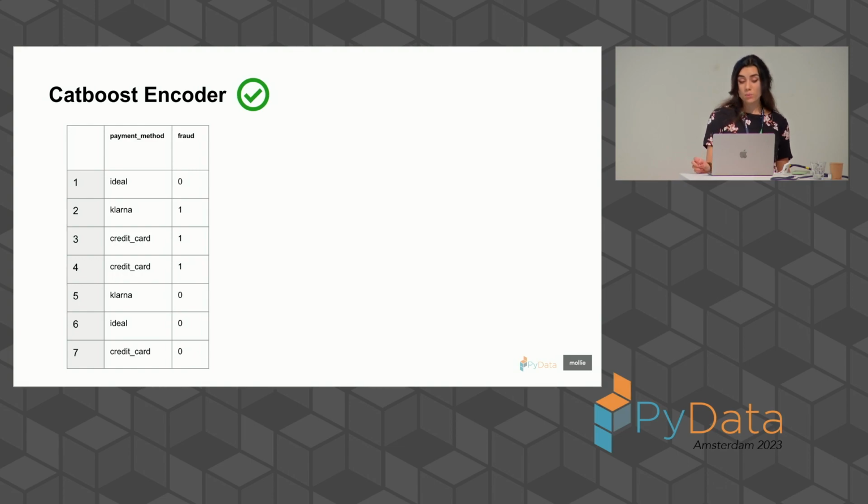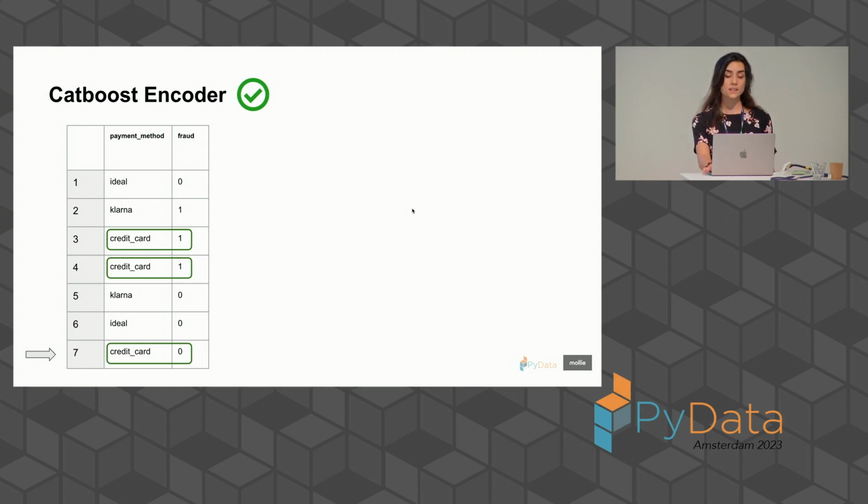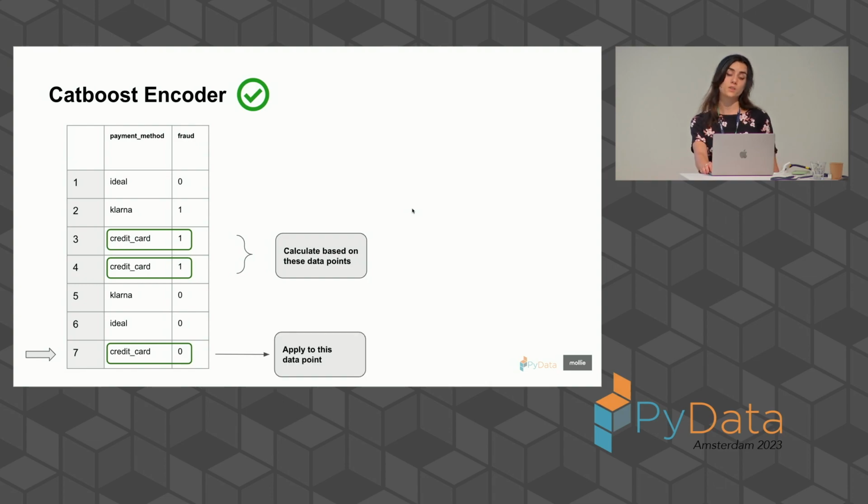If we see the example here, let's say that we want to calculate for credit card the last row. We will take into account the two ones that happened before, we'll calculate the mean of those, and we'll apply it to the last one. So something important to mention here is that for every row, we will have a different value. So for every different category, we'll have a different value, which makes this encoder more computationally expensive. So before using it, make sure that it's feasible in your setup.